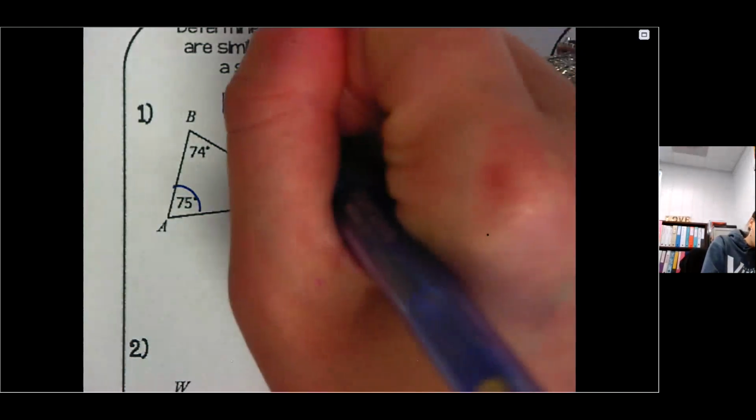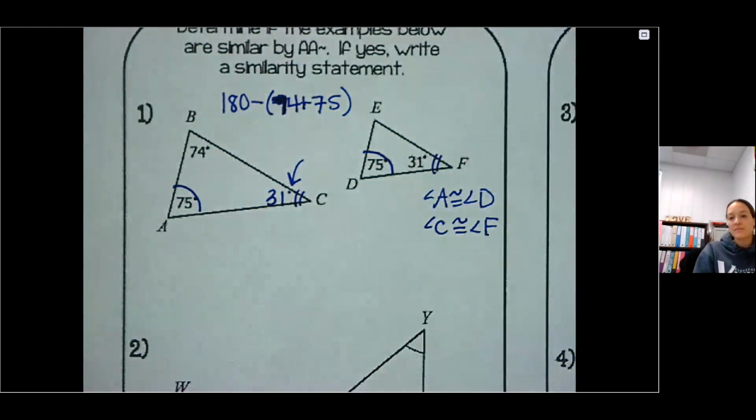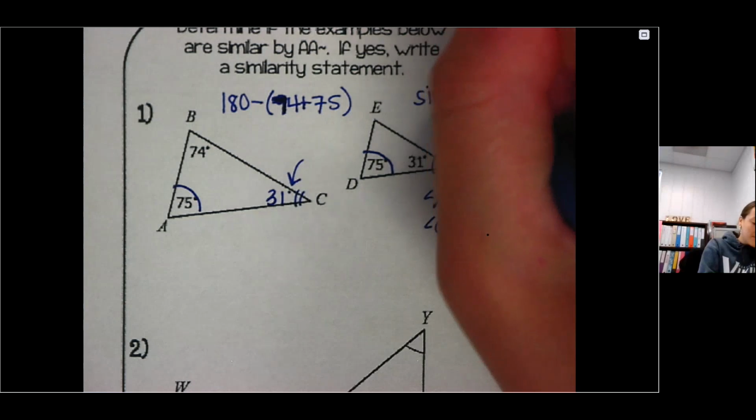No, that's supposed to be 74. Sorry. 74 plus 75. Okay, so you've got 2 angles that are marked as congruent without doing any work. What's angle E going to be? 74 degrees. Okay, so you have 2 angles that are marked as exactly the same. That means these 2 triangles are similar because obviously one's smaller than the other, but these are similar.